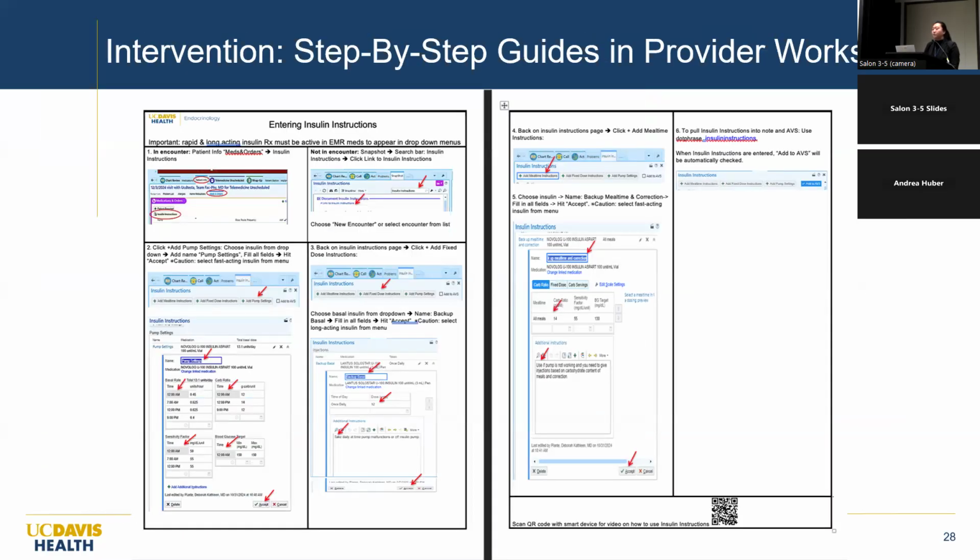In addition to the video that we shared, we also placed step-by-step guides on how to access and use Epic's insulin instructions in provider workspaces, just for reference if they weren't able to find it the first time or were having trouble locating it when they had clinic days.